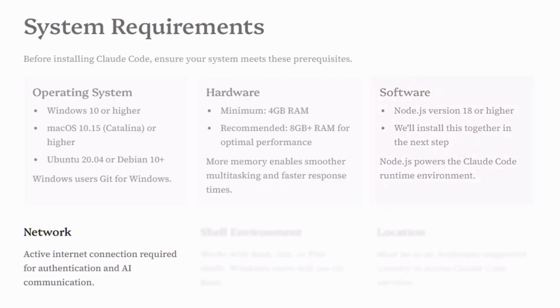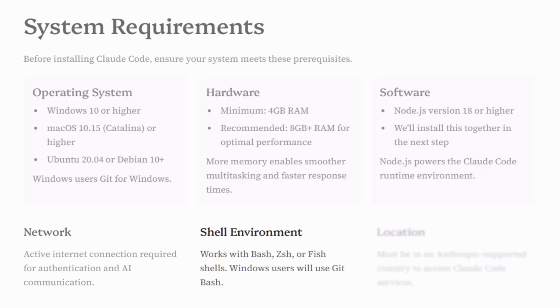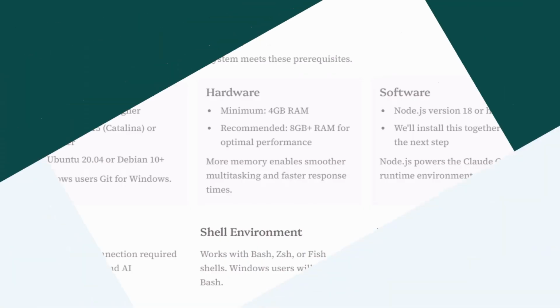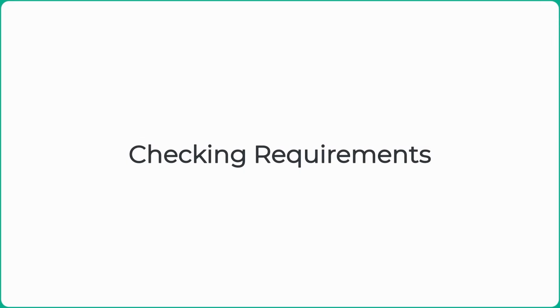For network, you need an internet connection for authentication with your Claude account or your Anthropic Console API. For shell requirements, Claude Code works best in Bash or fish shells. On Windows, we will use Git Bash. And finally, location. You must be in an Anthropic supported country to use Claude Code. Now that we know what we need, let's start with the prerequisites.